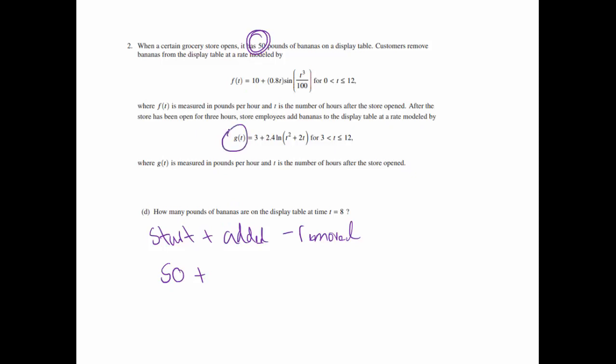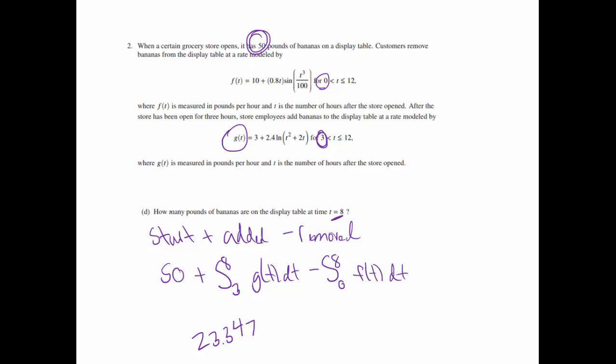Well, G is the rate at which they were adding. So we are going to find the integral of that. But notice they were not starting to be added till time 3. And we're stopping at time equals 8. So we're going to go from 3 to 8 of G of t dt minus how many were removed. We're going to go from 0 to 8 because this one was when the store opened, and this will be f of t dt. We could have the order of any of these switched around. That's totally fine.